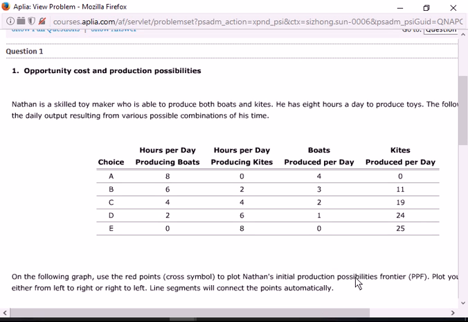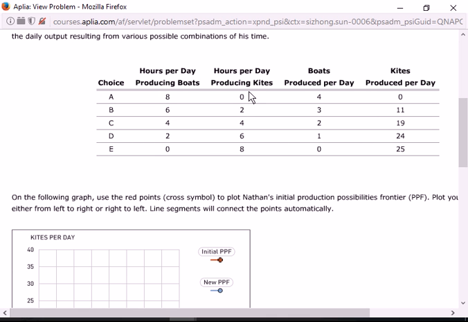Question 1. Opportunity cost and production possibility. Lansam is a skilled toy maker who is able to produce both boats and kites. He has 8 hours a day, so that's the resource endowment to produce toys. The following table shows the daily output resulting from the possible combinations of his time. If, for example, he spends all his 8 hours producing boats, he can produce 4 boats. In contrast, if he spends all 8 hours producing kites, he can produce 25.